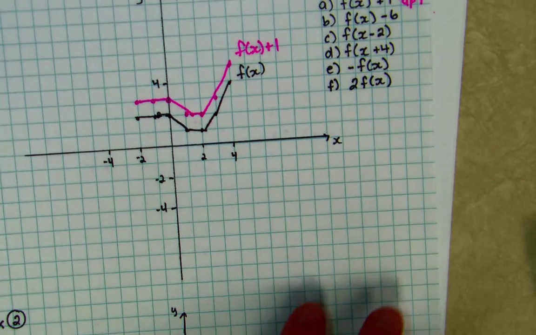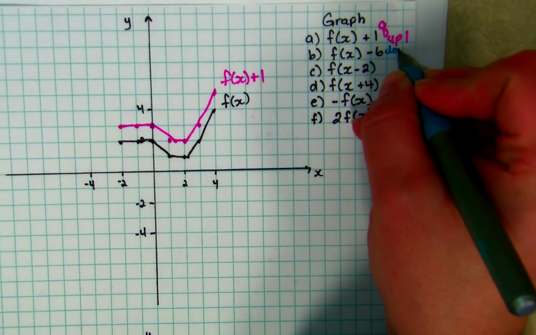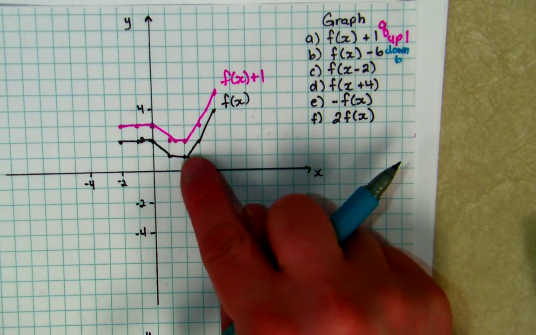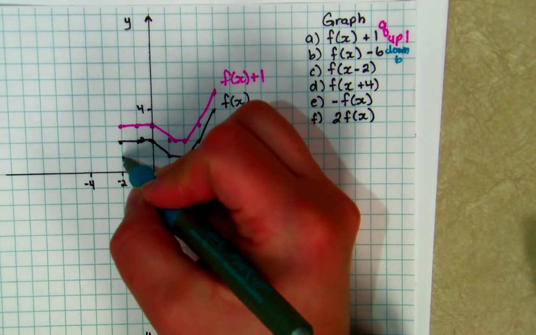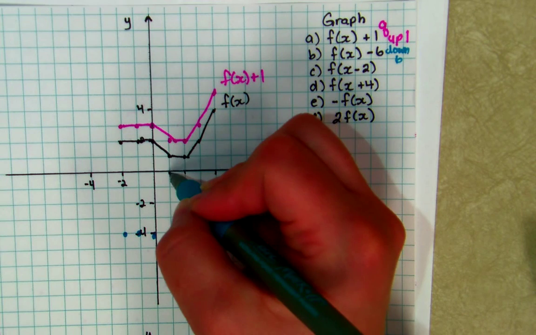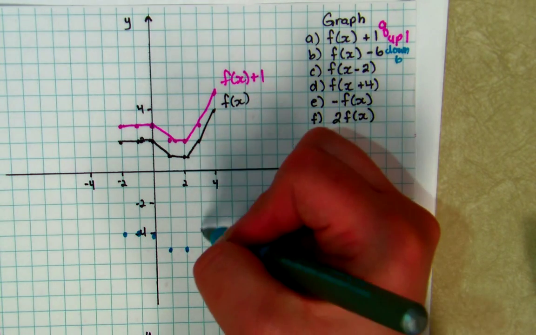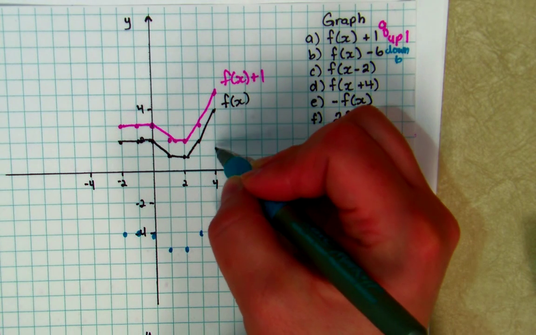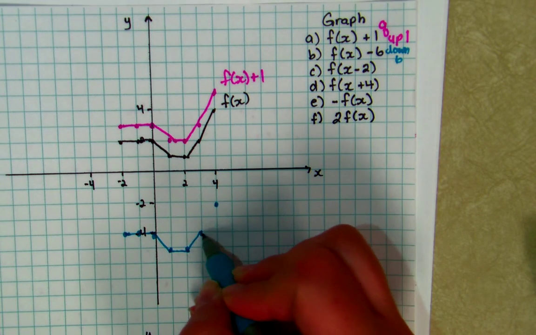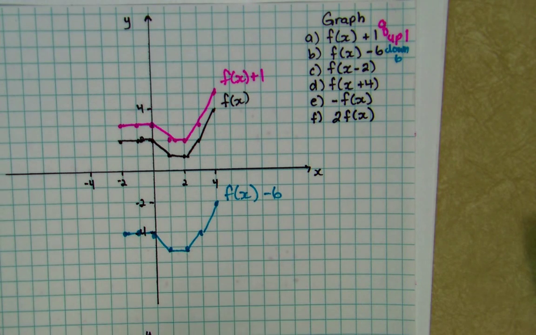b, f(x) - 6, again, it's at the end, so it's up or down, and what you see is what you get. That just means move down 6. So I'm going to go back to the original because that's f(x). f(x) is the black line, and I'm going to go down 6. And if I join it up, my resulting graph is f(x) - 6. So we don't have to do a table of values anymore. We can interpret the numbers.